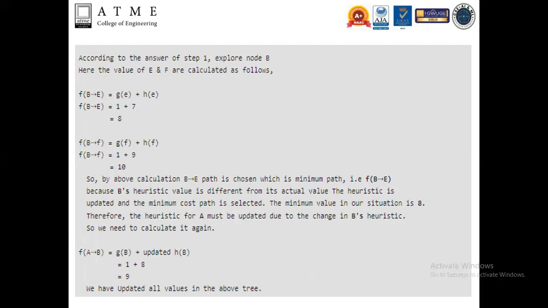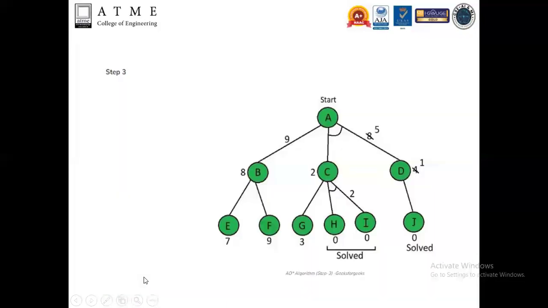So F of AB is nothing but the G of B and the updated H of B, and it becomes 9. Earlier the cost associated with this function was 10, now it has been calculated as 9. We have updated all the values in the above tree. So this is the solved graph which we are getting after updating all the node values with the associated cost function.